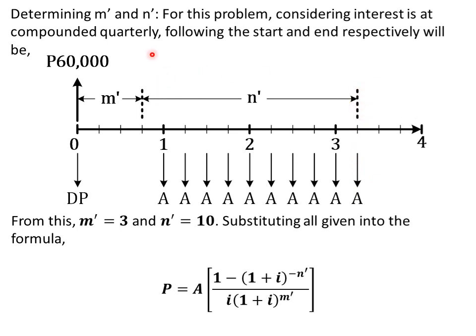So, determining m prime, you have to count it quarterly because this problem is compounded quarterly. So, m prime will be, you have 0, 1, 2, 3. So, m prime is 3. How about for n prime? The end of your m prime is also the start of your n prime. So, if this is the start of your n prime, this will be 0, 1, 2, 3, 4, 5, 6, 7, 8, 9, 10. So, your n prime is 10. With this, we now have a value for m prime and n prime. So, we can directly substitute now to our formula.